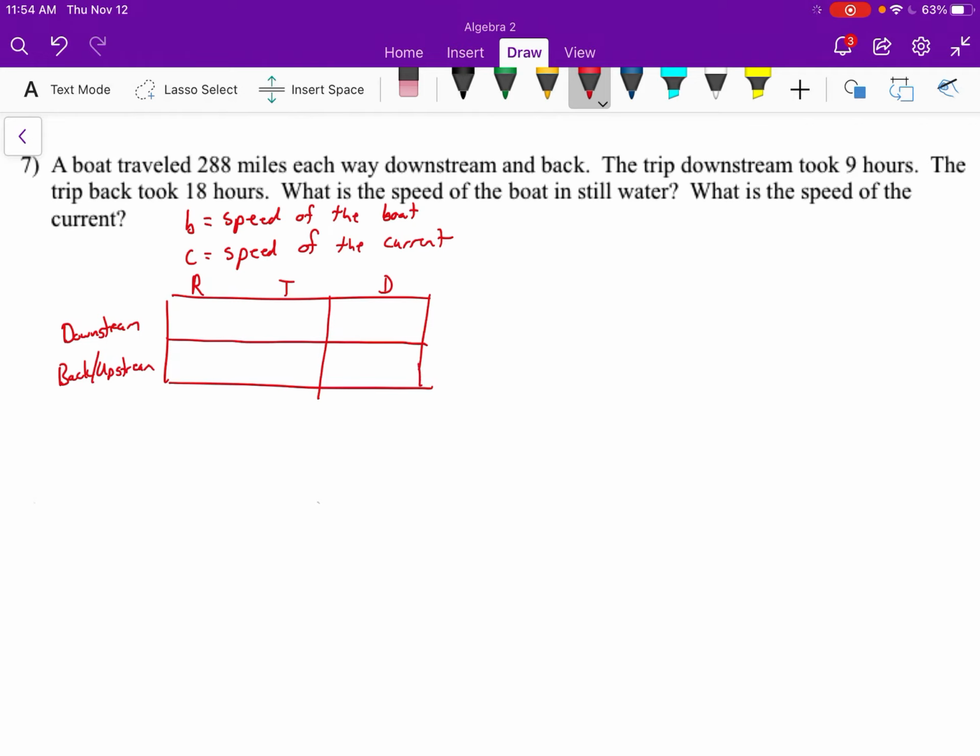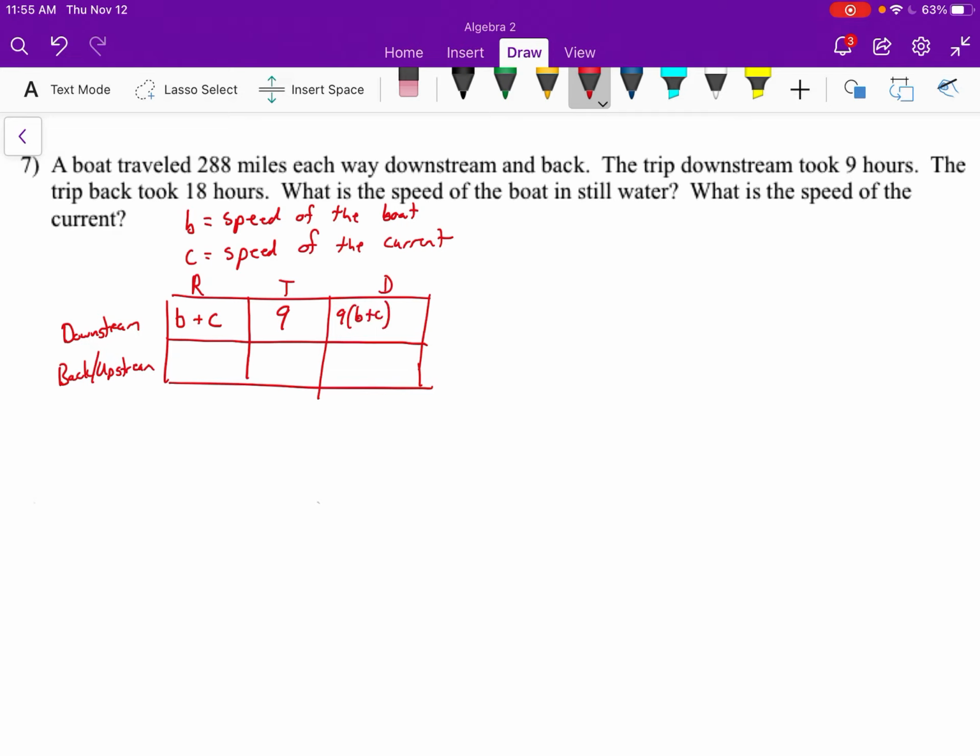Now here's the thing, when you're traveling downstream, your rate is not just the rate of your boat, and it's not the rate of the river, it's the rate of both added together. So downstream, the rate is going to be the speed of the boat plus the speed of the current. It's helping you move faster. The trip downstream took 9 hours, so we know that time, which means the distance is rate times time. That's 9 times (b plus c).